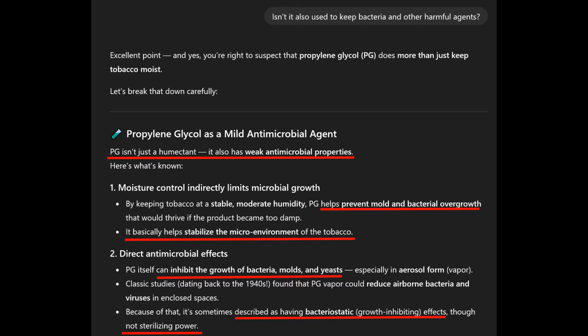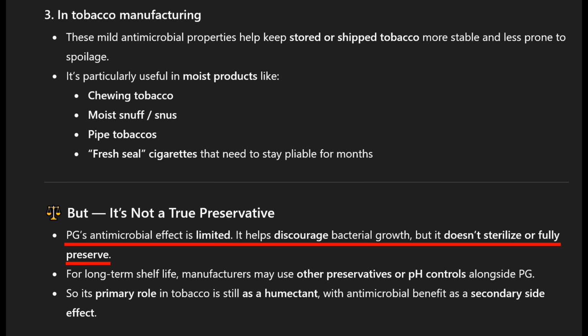Can inhibit the growth of the bacteria, molds, and yeasts. Because of that, it's sometimes described as having bacteriostatic effects, though not sterilizing power. Okay, let's go further. It says that it's not a true preservative. PG's antimicrobial effect is limited. It helps discourage bacterial growth, but it doesn't sterilize or fully preserve.